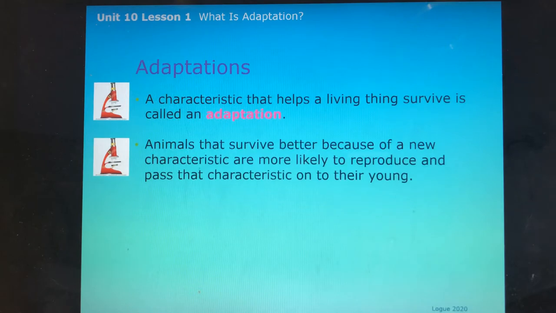Animals that survive better because of a new characteristic are more likely to reproduce and pass that characteristic on to their young. So suppose an animal is born with a new characteristic. If this characteristic helps the animal survive, the animal is likely to reproduce and pass this on to its babies. As long as the animal's habitat doesn't change, young that have that characteristic are also likely to survive and reproduce. Over time, the adaptation becomes more common in the population, and in this way, populations of plants and animals become adapted to their habitats.